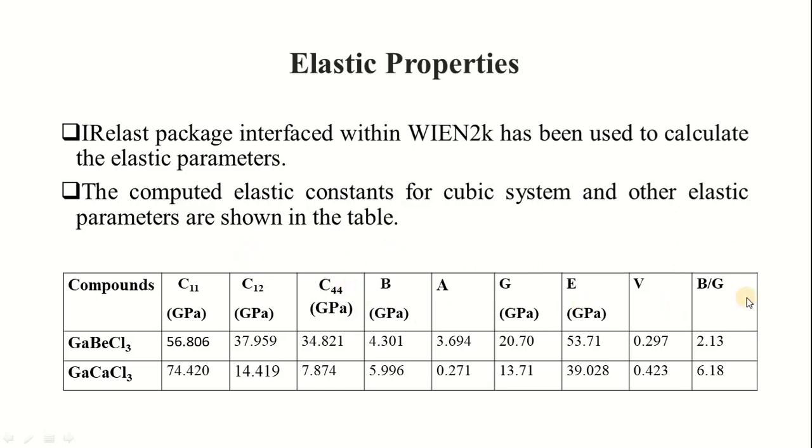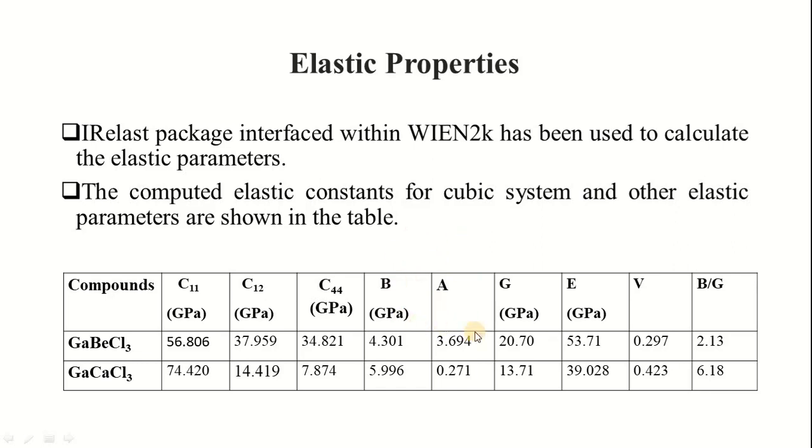Now let's talk about the elastic parameters. So the bulk modulus B, the anisotropy A, the shear modulus, the Young modulus, the Poisson ratio, the B/G ratio, these are the elastic parameters. So we will talk about them one by one. So the bulk modulus for the first compound is 4.30 and for the second compound is 5.99. Now the anisotropy. The anisotropy critical value is 1; any value other than 1 indicates anisotropy.